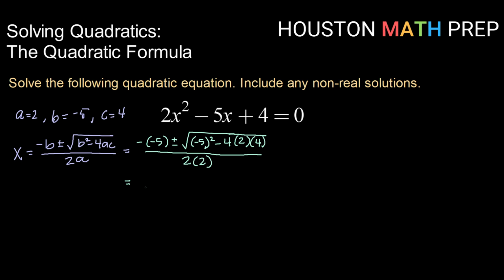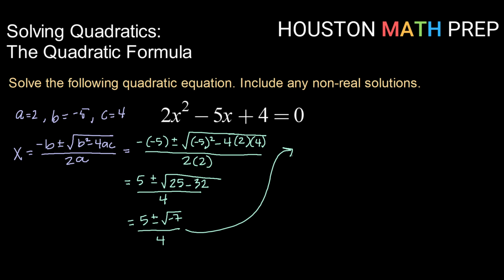Okay, again, before you proceed, always go back, make sure everything is plugged in the right spot. You don't want to have something in the wrong spot messing you up for the rest of the problem. So I think I've got everything in the correct spot, so continuing, I have 5 plus or minus the square root of 25 minus 4 times 2 is 8 times 4 is 32, all over 2 times 2 is 4. So that gives me 5 plus or minus the square root of 25 minus 32 is -7 over 4.